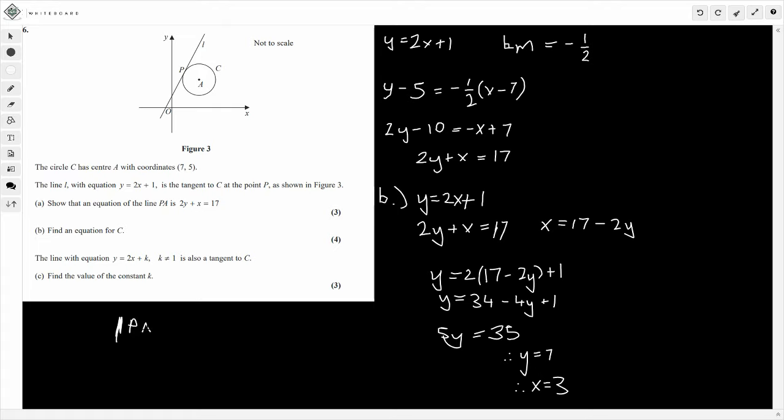PA is going to be equal to the square root of 3 minus 7 squared. So we're going to be doing the x coordinates, subtract it and then square it, and then same with the y. So that's going to be plus 7 minus 5 squared.